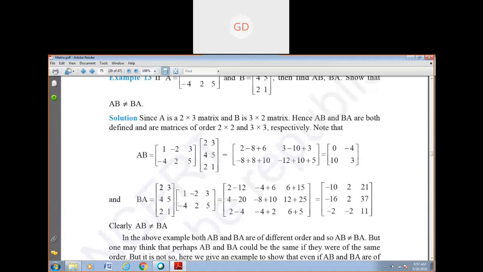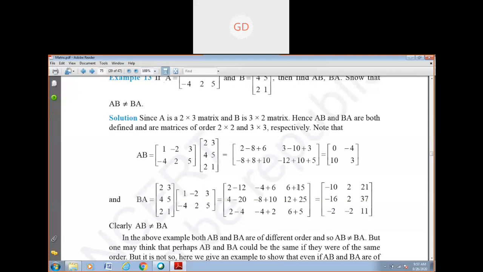Now first row into second column. 2 into minus 2, minus 4. 3 into 2, 6. Minus 4 plus 6 is this one. Now first row into third column. 2 into 3, 6. 3 into 5, 15. So 6, 15. So the first row is over. We have multiplied first row into first column, first row into second column, first row into third column.